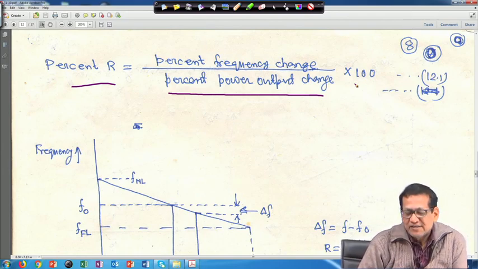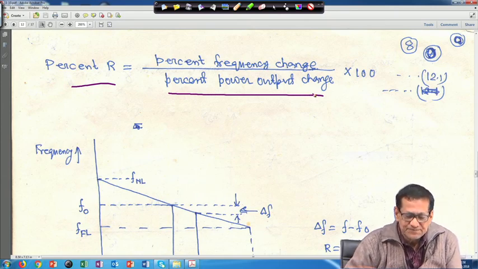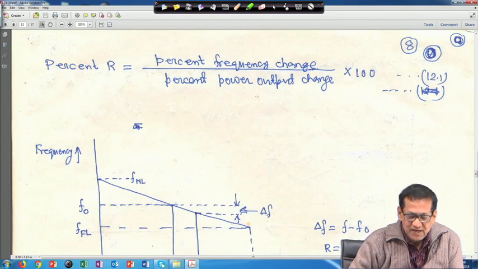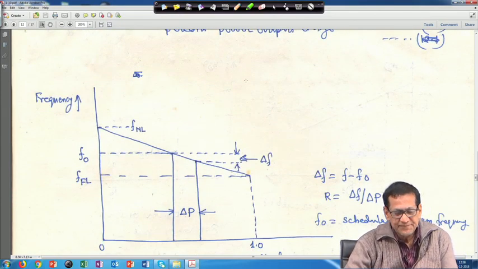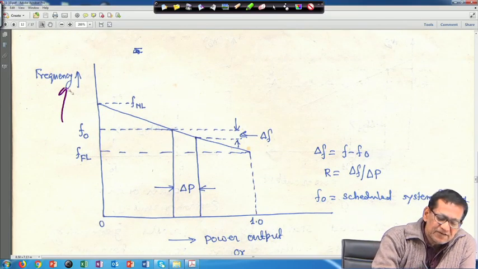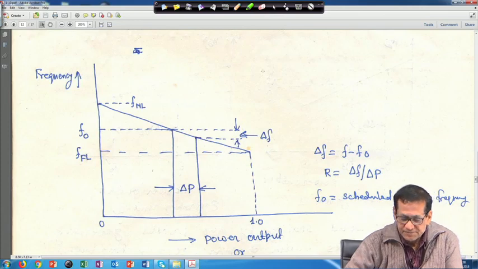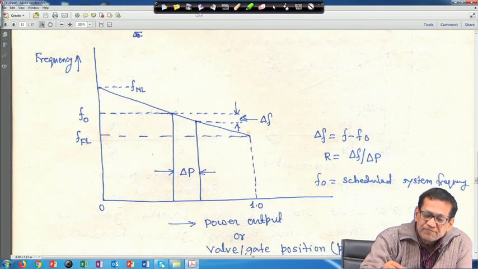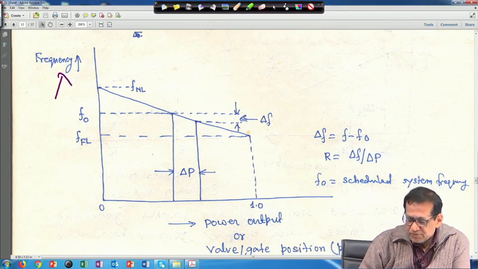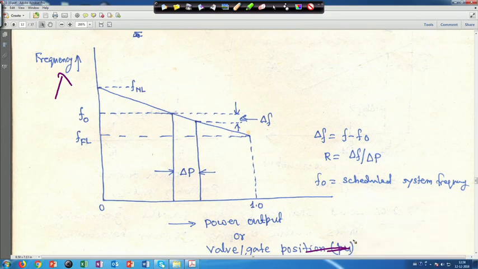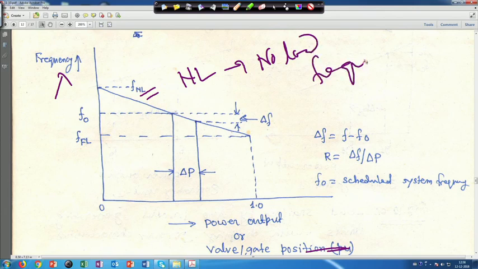The meaning of this I will explain now. For example, if you go to this figure, this side is my frequency and this is my power output, or valve or gate position, in per unit. In per unit you will find that they are the same. F_NL is the no load frequency, and F_FL is the full load frequency. The droop characteristic is almost linear.